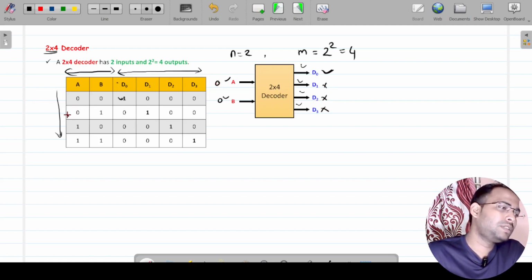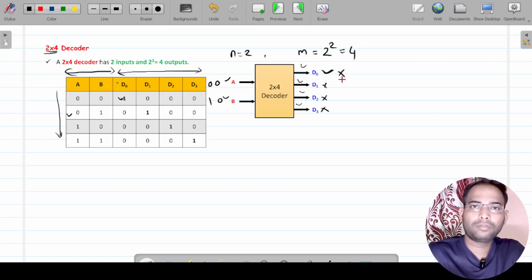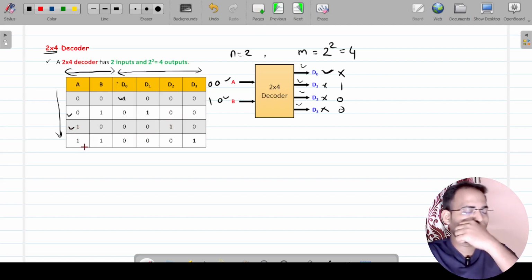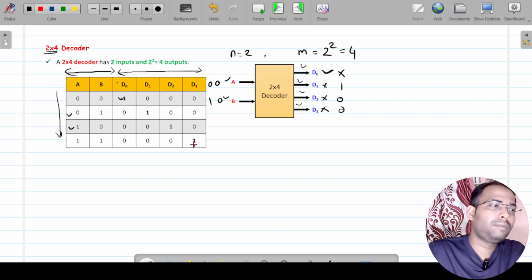If the input becomes 0 1, then it will indicate D1. That means D0 will be off, the LED connected there will be off, D1 will be on, and all other LEDs will be 0. That is how a message will be decoded. Next, if the input is 1 0, then D2 will be activated similarly, and if the input is 1 1, then D3 will be activated.